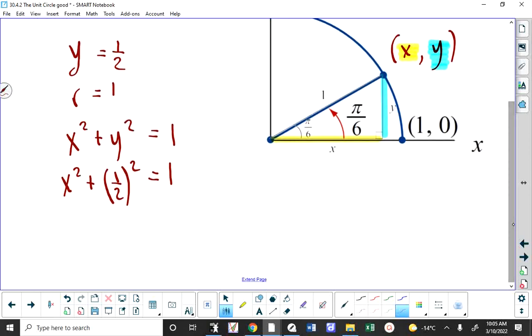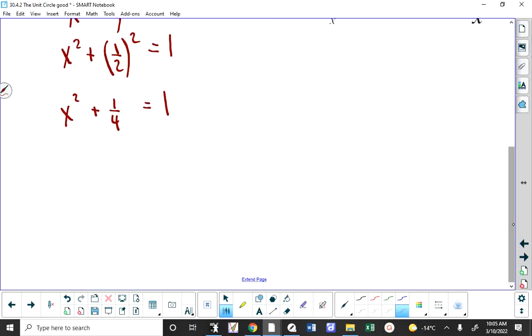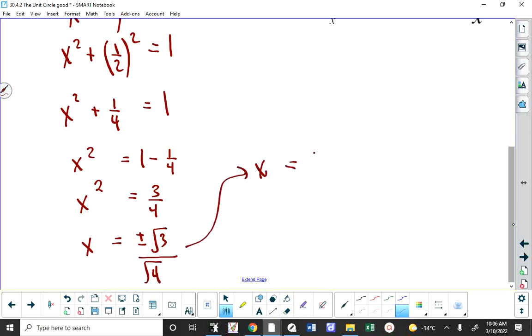We square a half and get 1/4. When you square a half, you square the numerator of 1, you square the denominator of 2, so you get 1/4. I subtract 1/4 from both sides, giving me 3/4. I take the square root, plus or minus root 3 over root 4. So I get x equals positive root 3 over 2 or negative root 3 over 2.